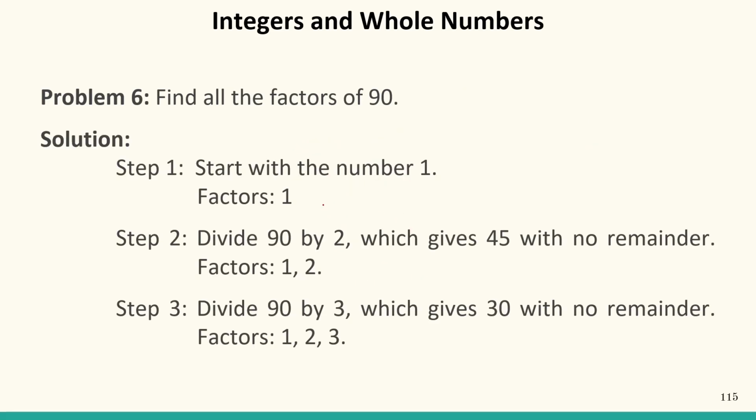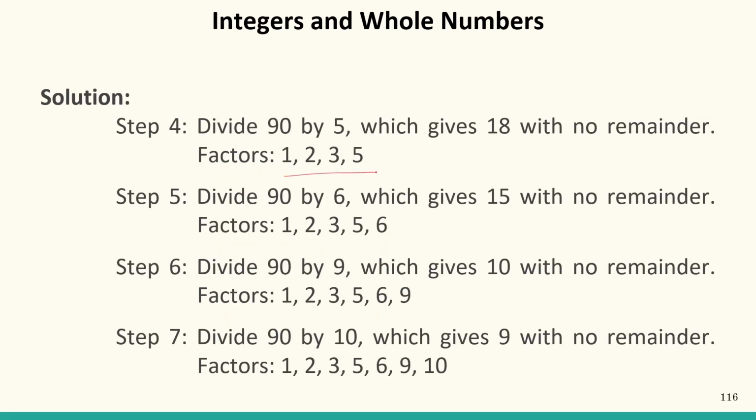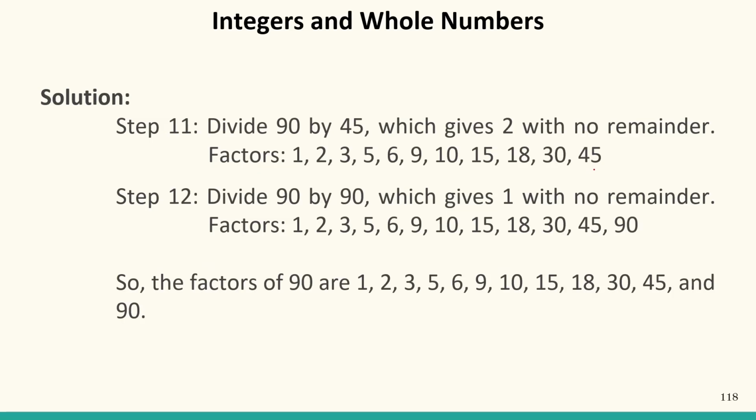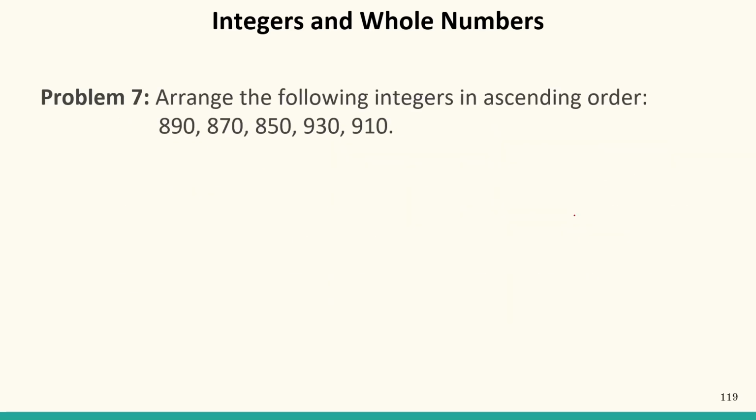So starting with number 1, factors are 1, 2, 3, 5, then 1, 2, 3, 5, 6. Divide 90 by 9, which gives 10 with no remainder. So 1, 2, 3, 5, 6, 9, 10, right? So that way there are 10 factors, and then we have the other two, that is 12 factors in total, which actually divide 90.